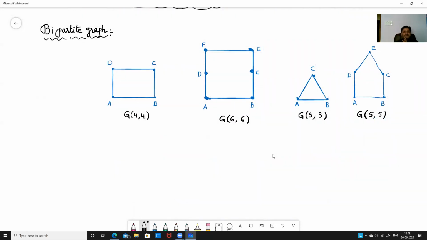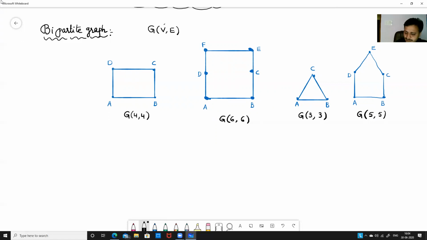When we say a graph is a bipartite graph, we can say the graph is bipartite if the vertices of that graph can be split into two sets. The set of vertices of a graph can be split into two sets. Suppose the given graph is G of V comma E.